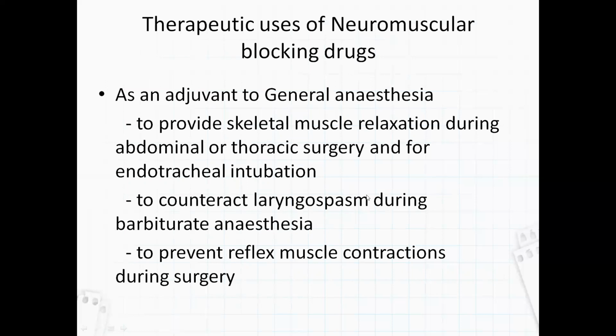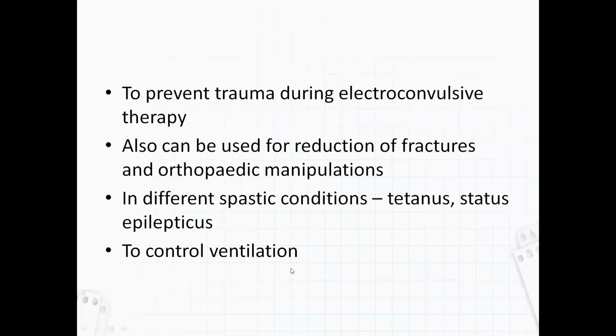Coming to therapeutic uses of neuromuscular blocking drugs, they are used as an adjuvant to general anesthesia to provide skeletal muscle relaxation during any abdominal or thoracic surgery, and can also be used for endotracheal intubation. They counteract laryngospasm during barbiturate anesthesia and prevent any reflex muscle contractions during surgeries. And they can also be used to prevent trauma during electroconvulsive therapy.